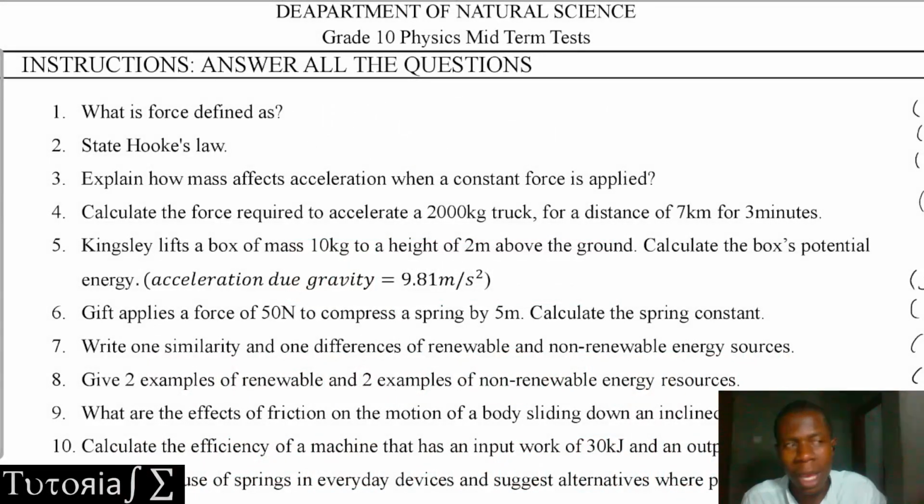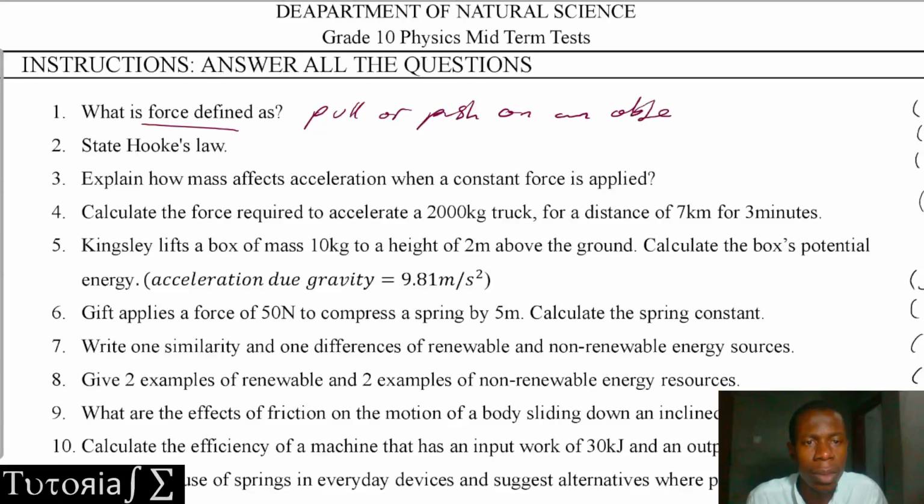Okay, so we have the first question here that asks us to define what a force is. So basically, if you defined a force as a pull or push on an object, I would give you a mark for that. So you just define a force as a pull or push on an object. I would have given you a mark on that one. So that is how you're supposed to define that.